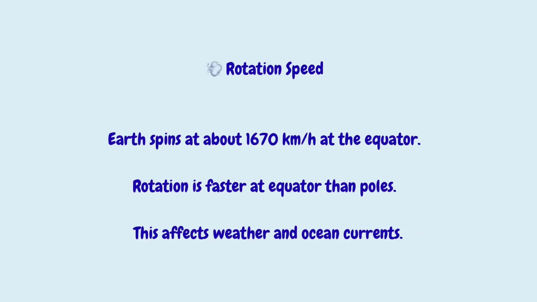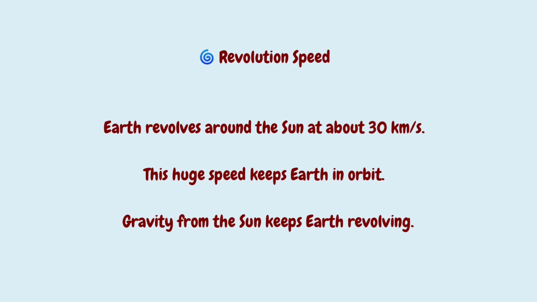Alright. Now we will talk about the rotation speed. We know Earth spins at about 1670 km per hour at the equator. So rotation is faster at the equator than at the poles. This affects winds and ocean currents. Now what is revolution speed? We know Earth revolves around the sun at about 30 km per second. This huge speed keeps Earth in orbit, and gravity from the sun keeps Earth revolving.